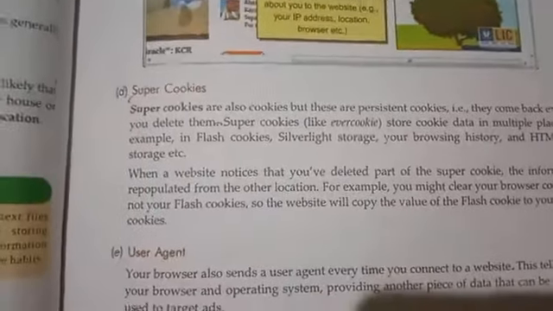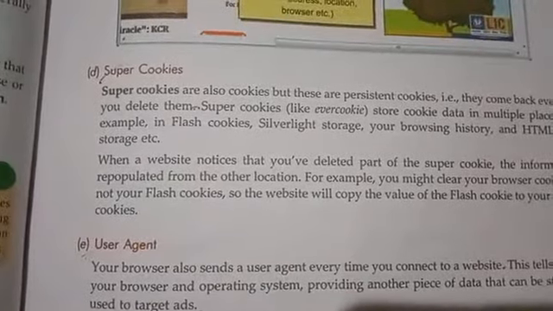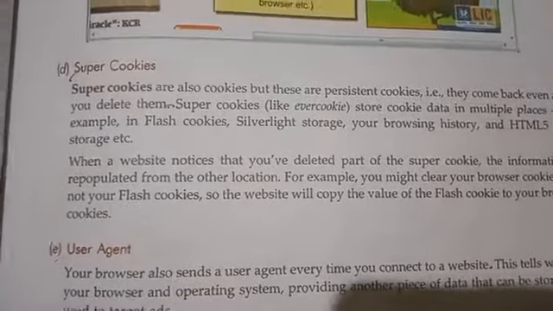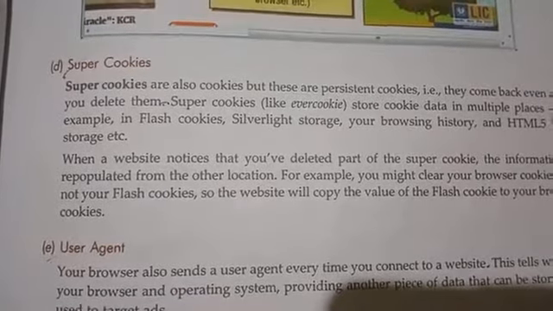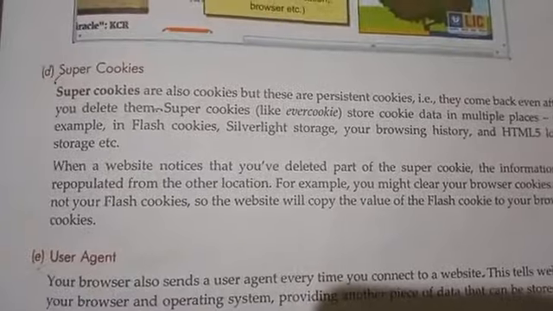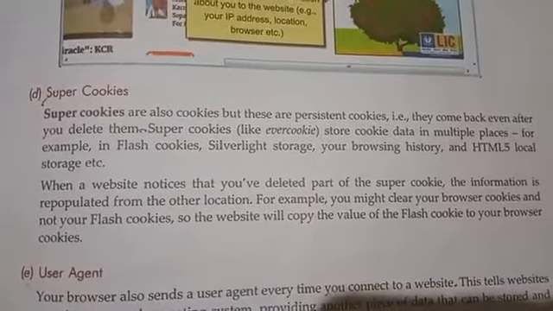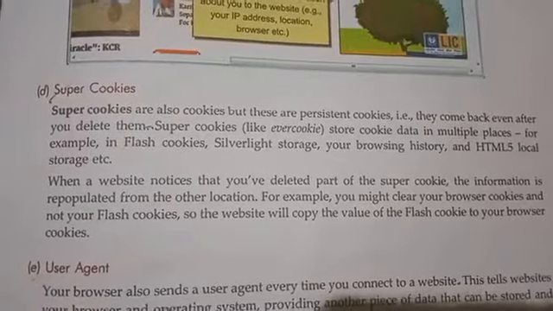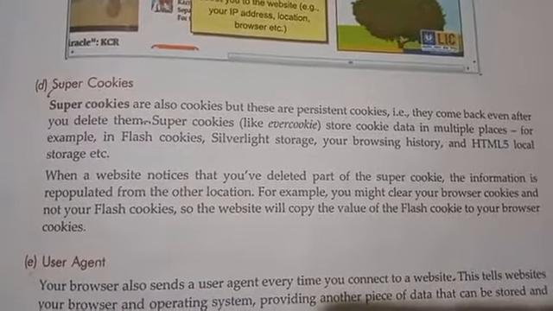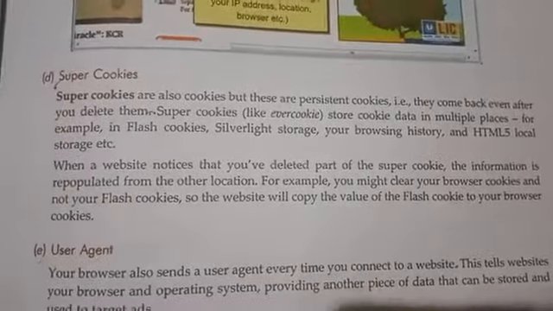The next type of cookie is called a super cookie. First party cookies and third party cookies we can delete, but a super cookie is a persistent cookie, which means that if you delete it, it is automatically created again. So a super cookie is a persistent cookie that can come back even after you delete it. This is considered a disadvantage, because we cannot delete a super cookie.